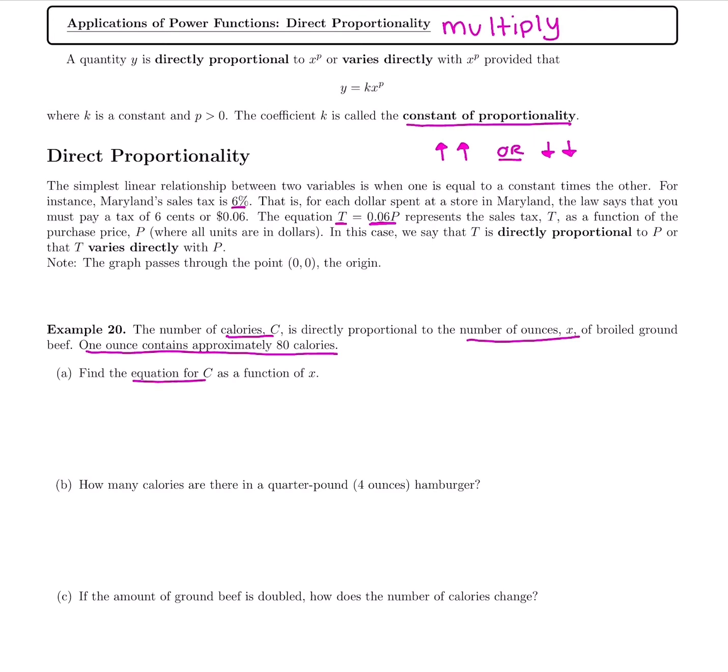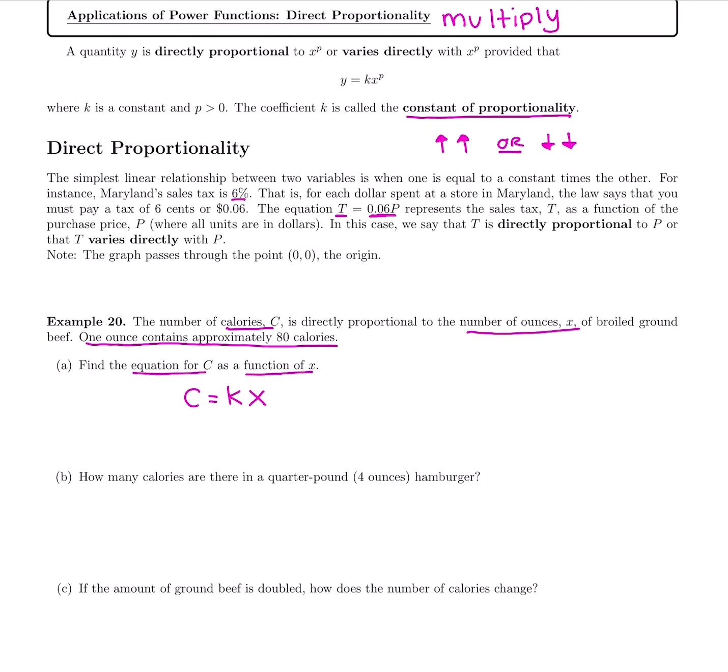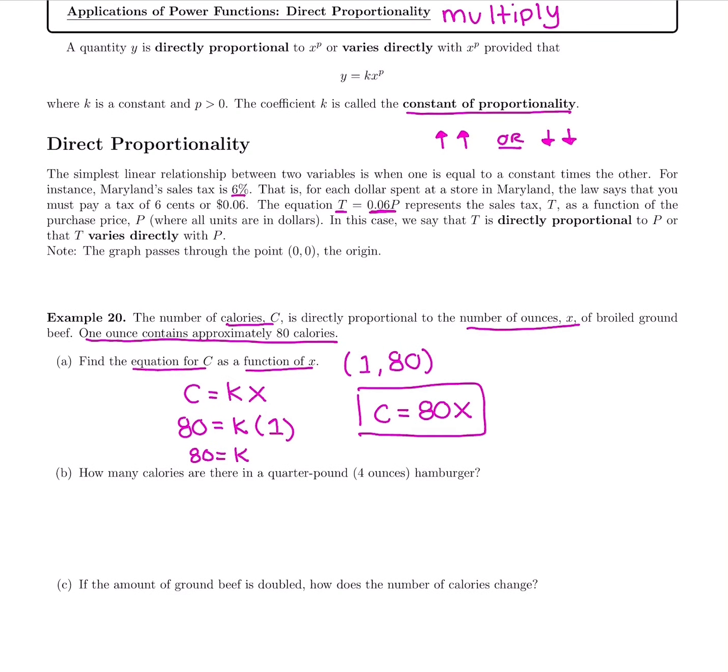So if we want to write the equation C as a function of X, we're going to have C, the calories, is going to be directly proportional. So we're going to use K, that coefficient for direct proportionality, times X ounces of beef. And we're given this point that 1 ounce goes to 80 calories. So we could say 80 calories is the constant of proportionality times 1 ounce X, which means that our constant of proportionality is 80. So our equation is going to be the number of calories is equal to 80 calories times X ounces of beef. Tell me how many ounces of broiled beef you eat. I'm going to multiply it by 80, and that's going to give me the amount of calories that you've consumed of that beef.